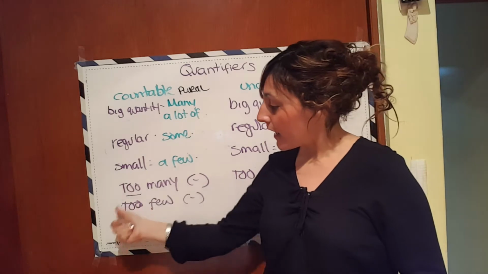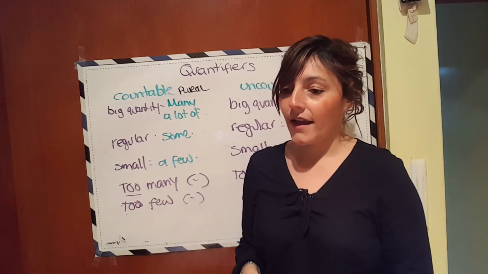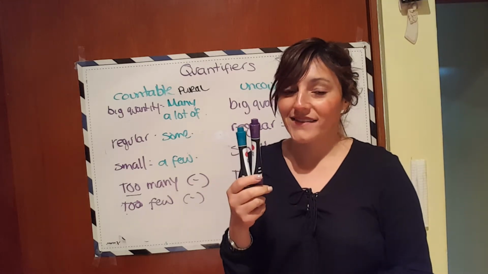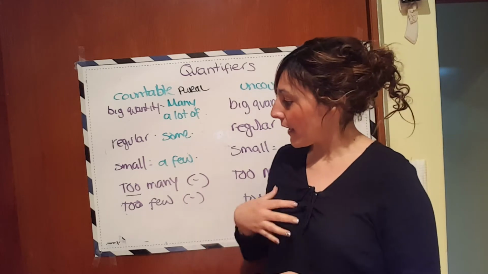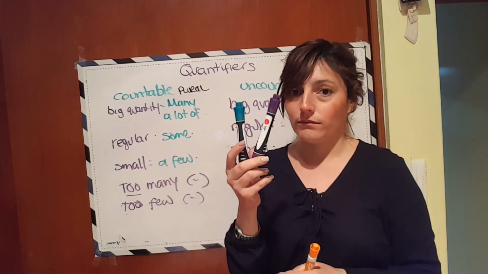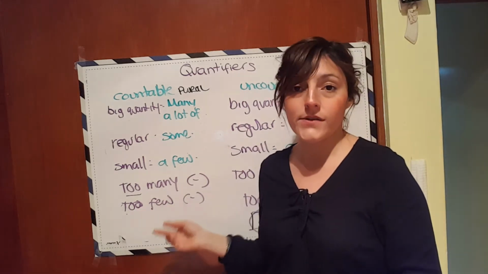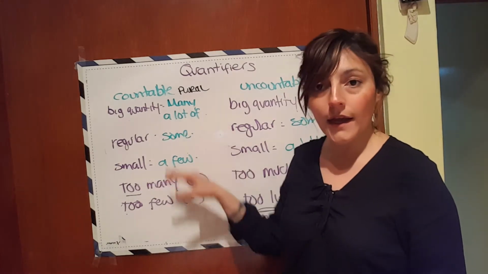On the other hand, I can use too few. Too few, imagine that I have only 2 students in a regular class of 40. So I can say, oh, today I have too few students, only 2. And it implies a negative connotation also, right? This is for countable nouns.